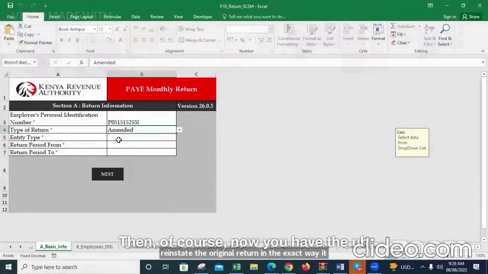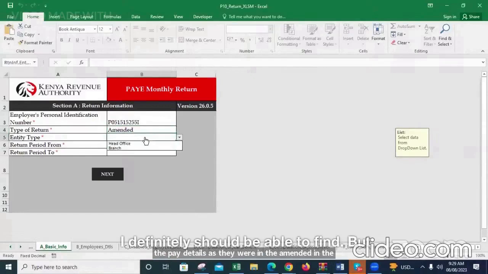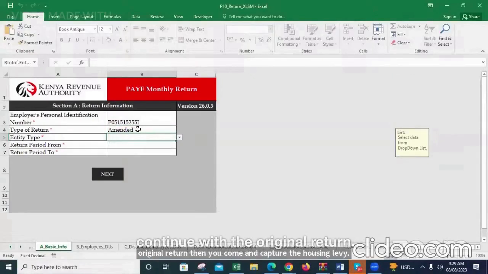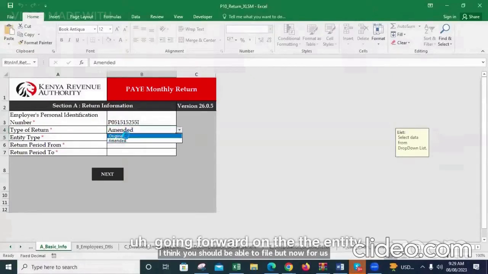Then you include the additional component of the housing levy. Assuming the amended return, the only thing which is changing is the housing levy, you still import the pay details as they were in the original return, then you capture the housing levy, and then you should be able to file. But for now, we'll continue with the original return going forward.